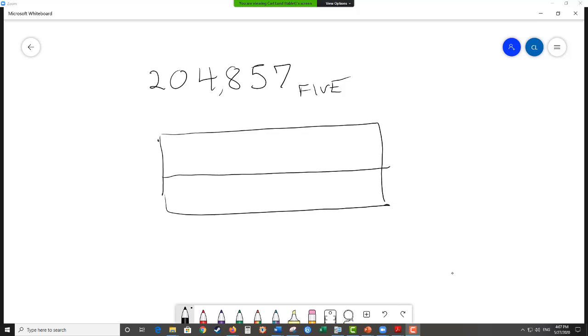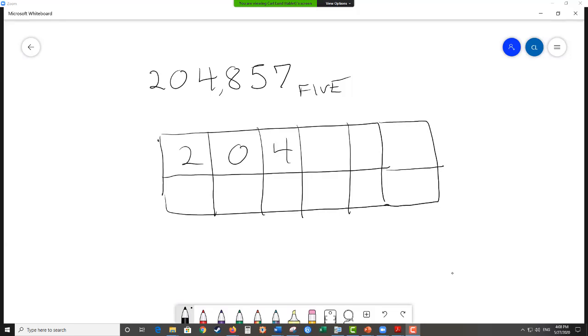And I have, what, 6 digits here? So 1, 2, 3, 4, 5, 6. So I'm gonna do it like this: 204,857, and then I'm gonna put my powers of 5 underneath it. So I have 5 to the 0, which is 1. I have 5 to the first, which is 5.